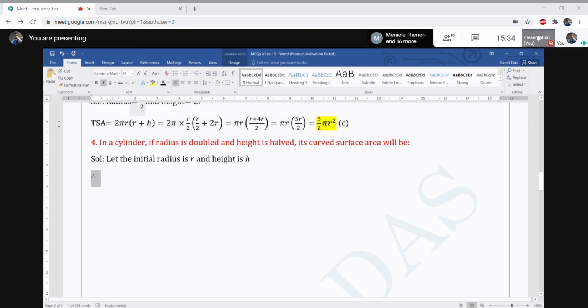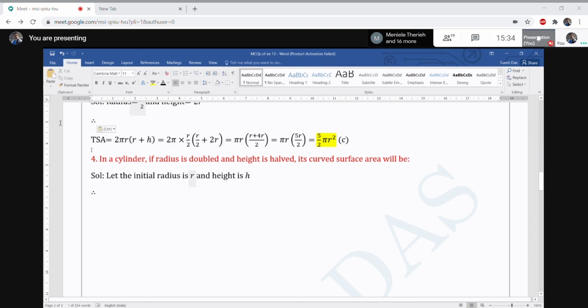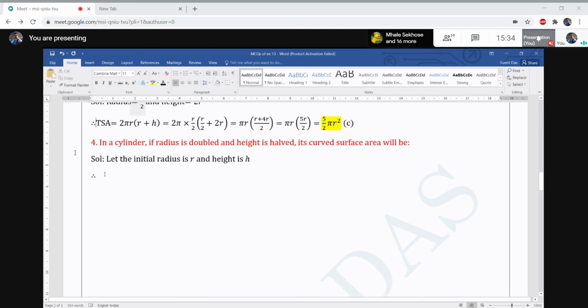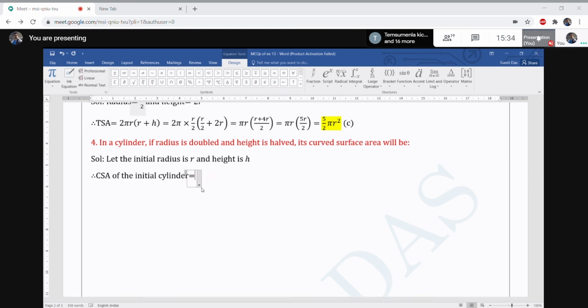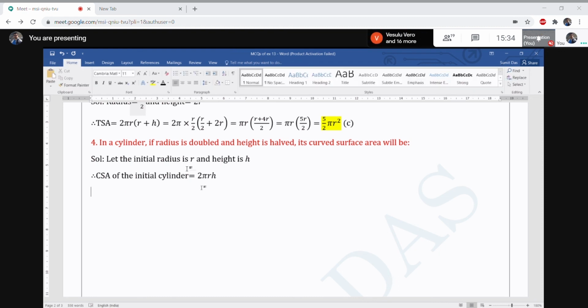Curved surface area, CSA of the cylinder. CSA of the initial cylinder will be equal to 2 pi r. What is r? R and h. This is okay.